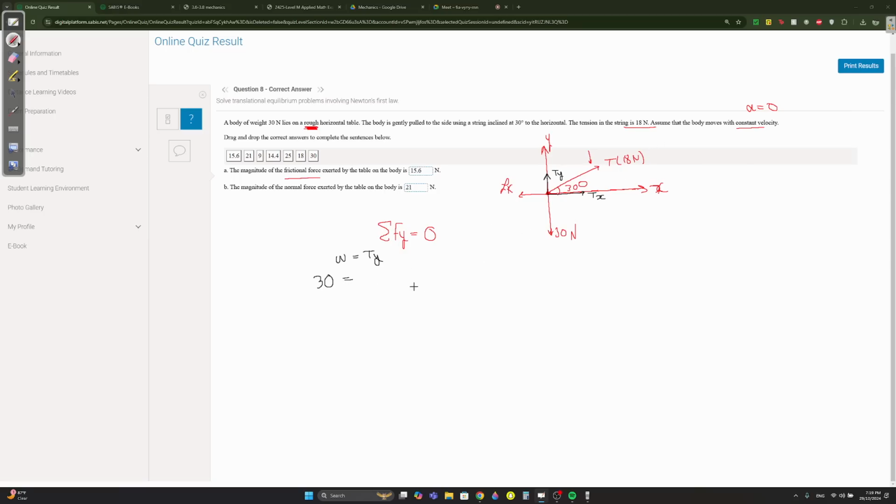What is Ty? It's 18 sine 30. What did you use this time? Sine, because this time the angle is actually with the X axis. Previously it was with the Y axis. Okay, 30 is equal.